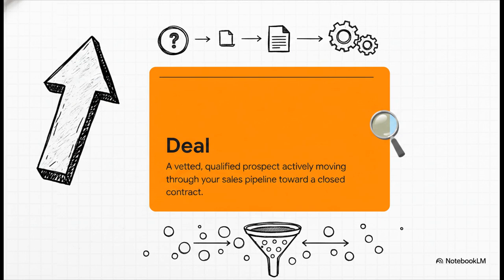Now, once you have that conversation and figure out they are a solid fit, you convert that lead, and that creates a deal. A deal is a vetted, qualified prospect that you are actively trying to sell to. This is where we separate the signal from the noise. Your deals module is your actual real-life sales pipeline, broken down into clear stages like needs analysis, proposal sent, and negotiation. Only the real money-making opportunities belong in this drawer.